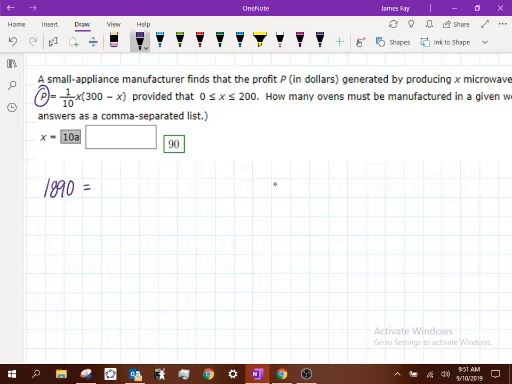Is equal to then 1/10 x (300 minus x). Now you can FOIL this through. You can not FOIL, distribute that 1/10 through. But I'm going to get rid of it first. Okay, I'm going to multiply both sides by 10. That's okay to do, right? Yeah. So when I multiply both sides by 10, it gives me x(300 minus x), right?